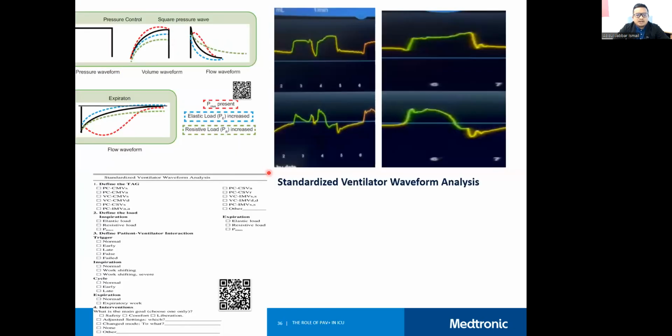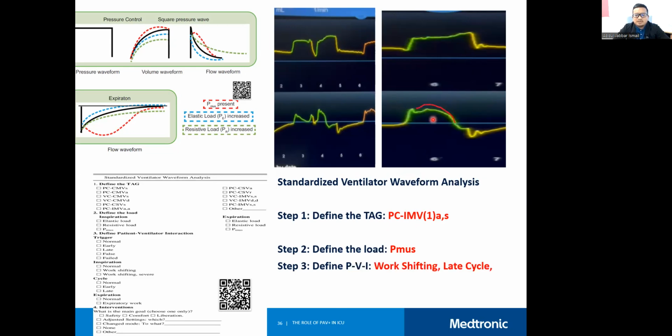Okay. If you read the Cleveland Clinic group paper, you can learn how to read the ventilator waveform very systematically, like reading an ECG. Step 1 is to define the tag. In this patient, the patient was on SIMV-PC, and according to the ventilator tag it is pressure control intermittent mandatory ventilation, PC-IMV, and we can see the load. The patient has a quite significant PMAS load, and the patient-ventilator interaction is work shifting, late cycle, and early trigger. For the scope of this talk, that is a bit too detailed.